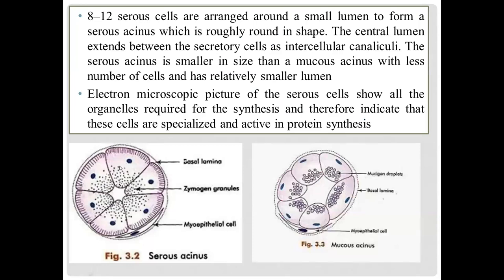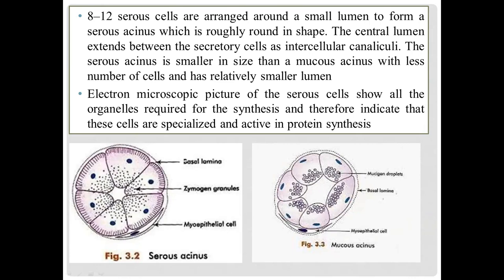So again, this is the acini. This is one serous acini. We can see the zymogen granules, this is the basal portion, this is the apical portion, and you can see the spherical nucleus, and this is your basement membrane. In an acini, you can see 8 to 12 serous cells. They are arranged around a small lumen.